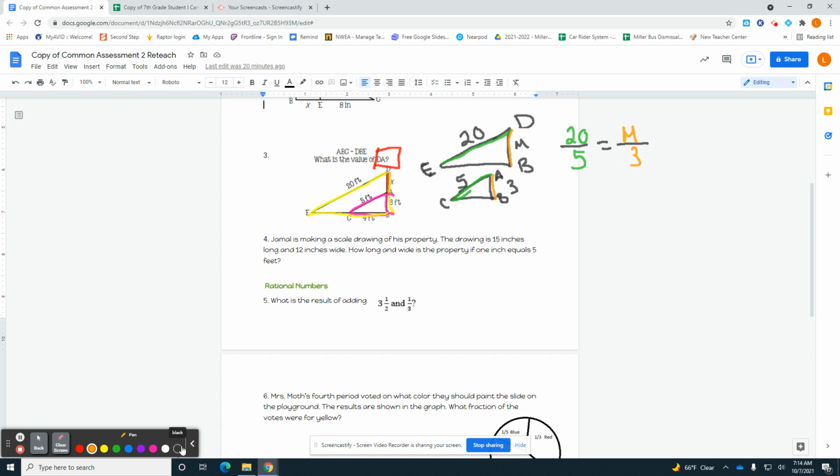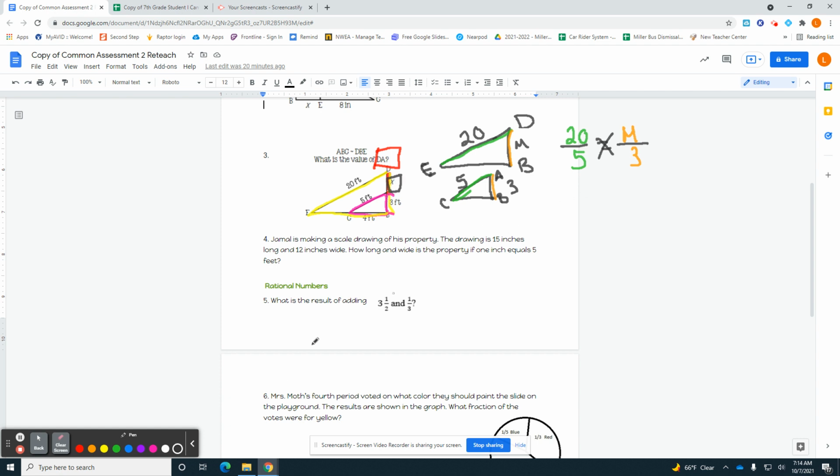So now you are going to cross multiply and solve the proportion. Once you solve this, remember we want to know the value of x. We want to know measurement dA, which is here.